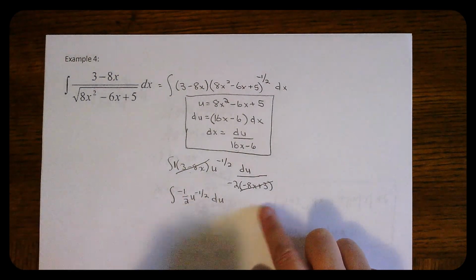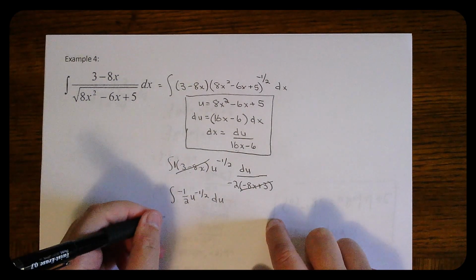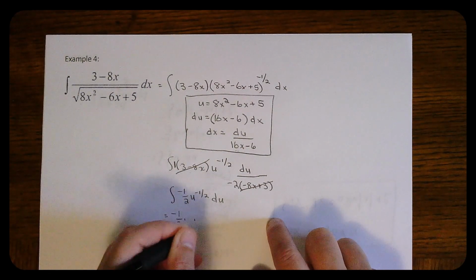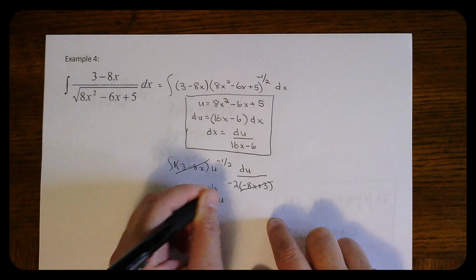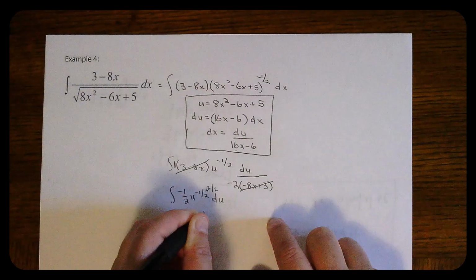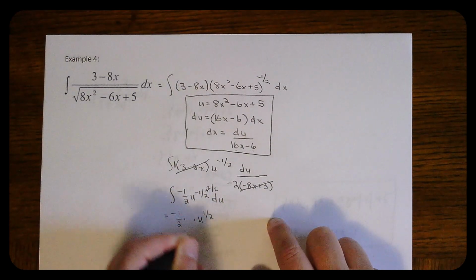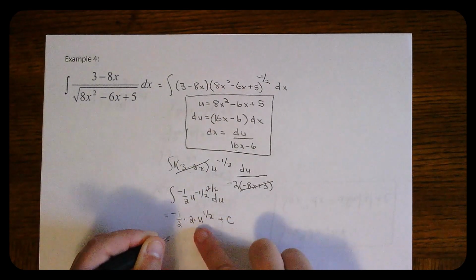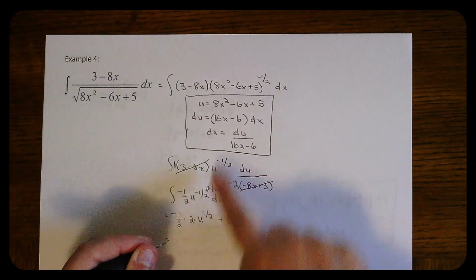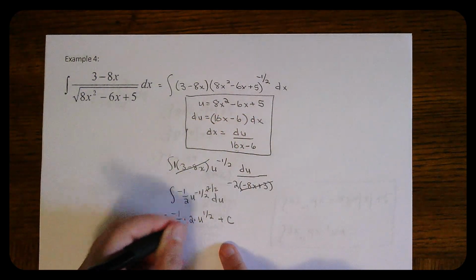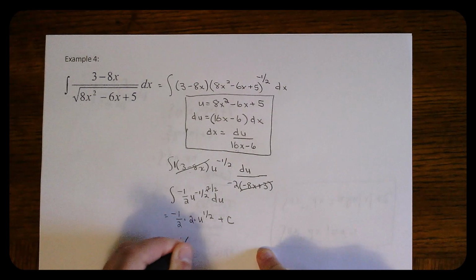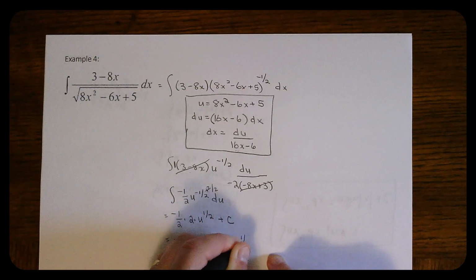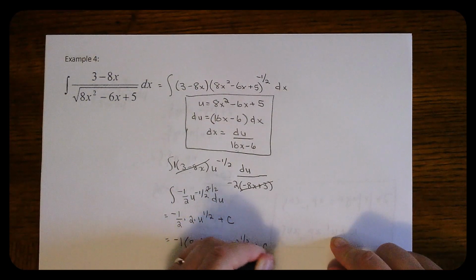So we have our quote-unquote easy integral. So it's time to take the antiderivative. Constant comes down. Add 1. So negative 1/2 plus 1 is 1/2. Dividing by 1/2 is the same as multiplying by 2. All right, so now we can replace the u with 8x squared minus 6x plus 5, and I'll simplify that. That's negative 1 times 8x squared minus 6x plus 5 to the positive 1/2, plus c.